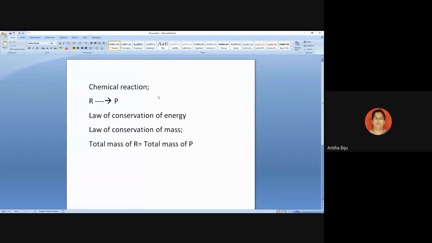Let me ask one question. When we burn a piece of wood, which types of energy are produced during this reaction? Heat energy. Light energy. Any other form of energy? Let us focus on these two, heat energy and light energy. Where has this energy been stored? Inside the wood, isn't it?